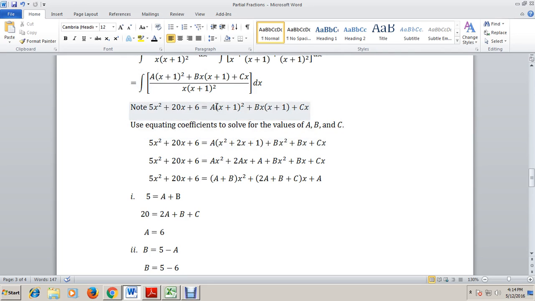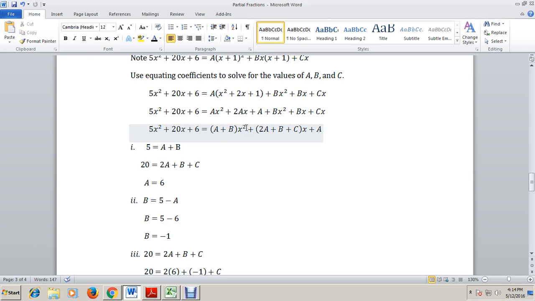Okay, so doing that, we need to expand (x + 1)² into x² + 2x + 1. We need to multiply bx with x + 1, so that becomes bx² + bx, then plus cx. Okay, so doing the groupings, we have ax² + bx², factoring out x², so that becomes a + b. Now for the x's, we have 2a + b + c, factoring out the common factor x. Then finally we have plus a.